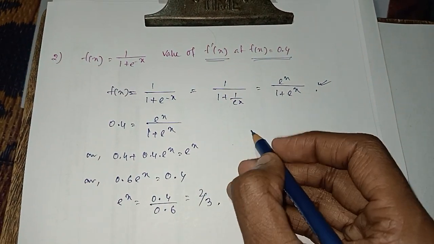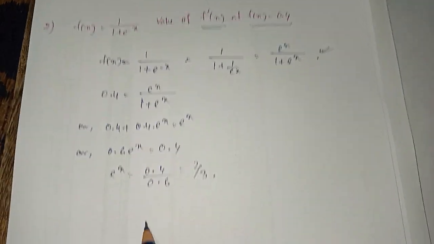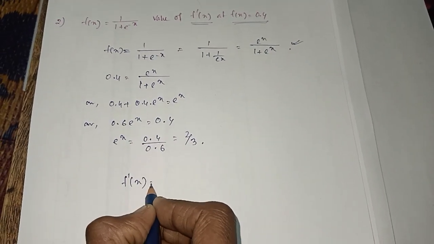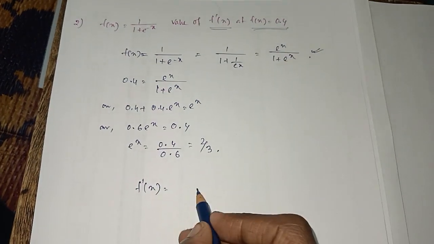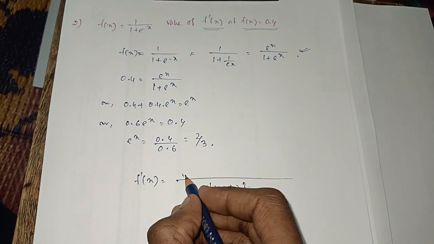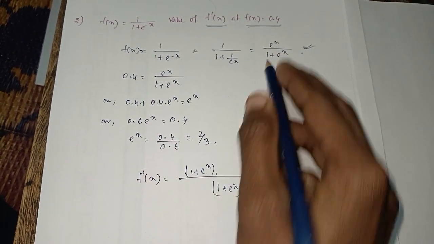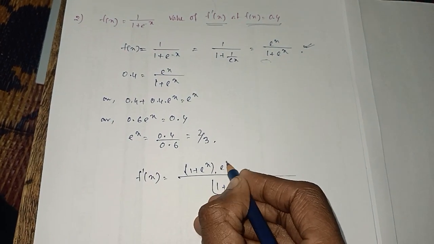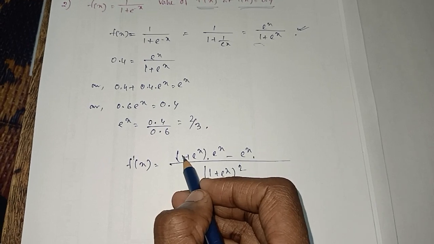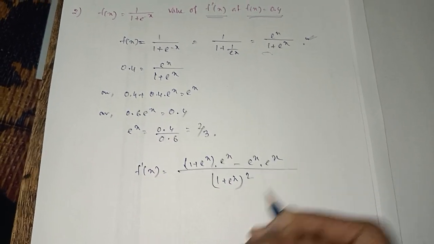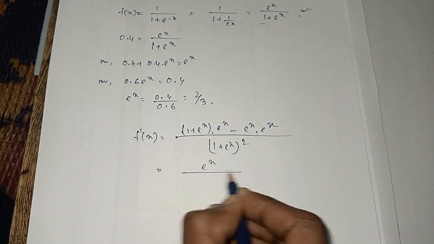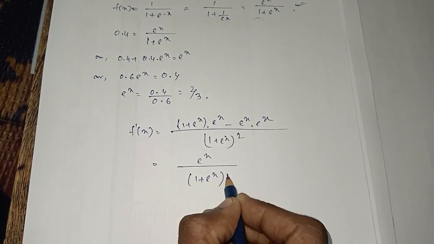Then we have to find out the f of x. So for f of x, we get f dash x. The first derivative of these terms: we get (1 plus e^x) squared in the denominator. So 1 plus e^x into the first derivative of e^x, which is e^x, minus e^x, and the derivative of a constant is 0, and the derivative of e^x is e^x. If we multiply these two terms, it cancels out, so we get e^x upon (1 plus e^x) whole square.